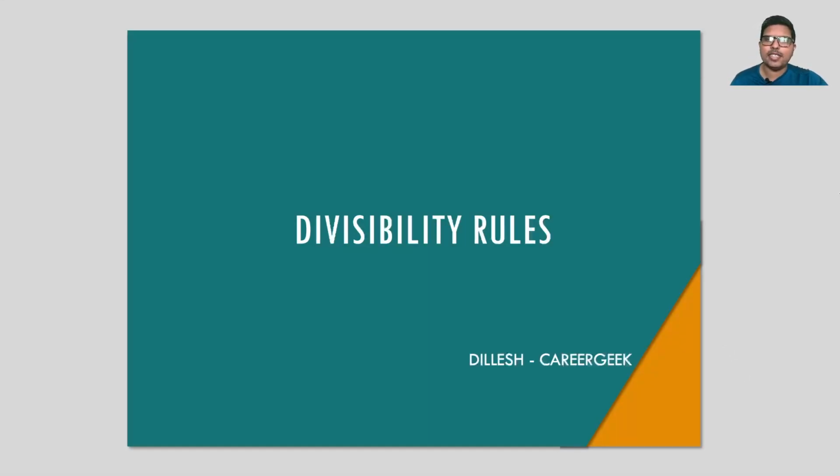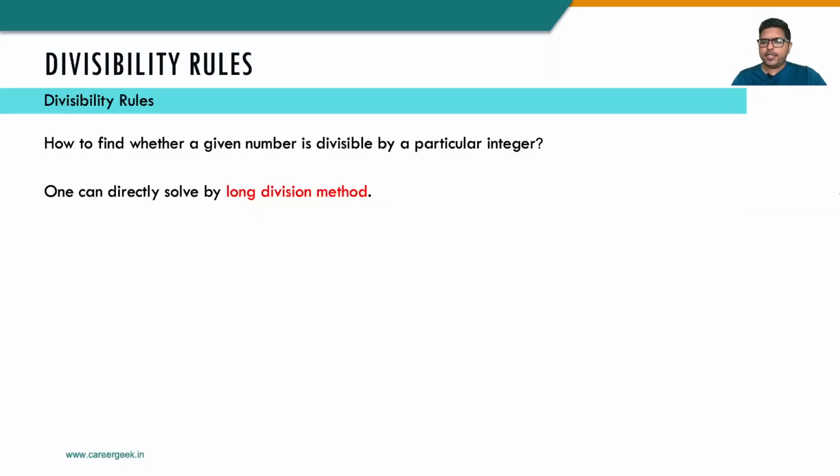Hi everyone. So let's discuss divisibility rules. Now, what is a divisibility rule? For example, if I have to find out whether some number, let's say 7056, is divisible by 14 or not?